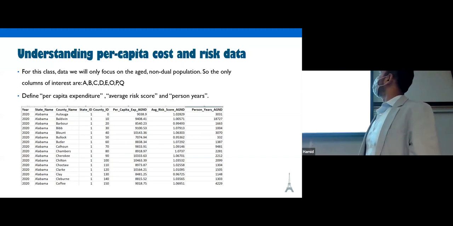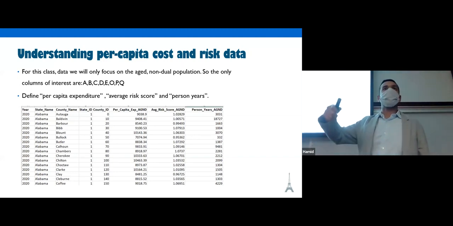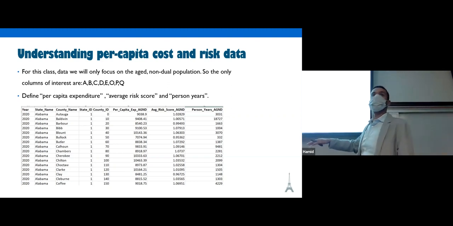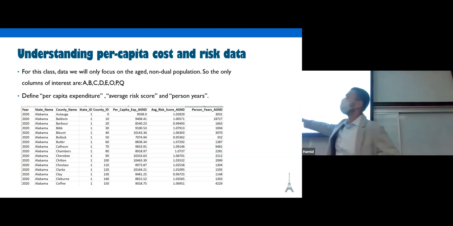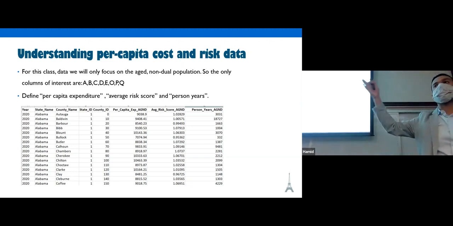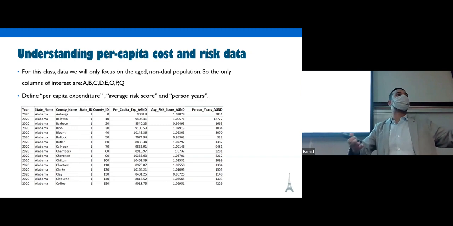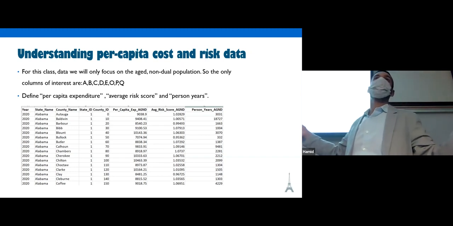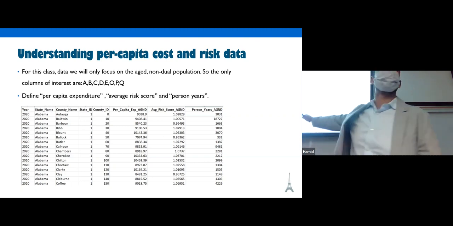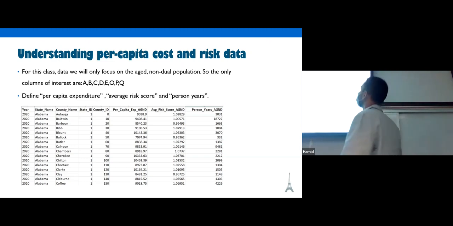All right. I want to spend maybe 30 seconds defining what these terms mean. You're really going to need to know this in order to be able to use this data set. Per capita expenditures is looking at your entire bucket of medical costs divided by the total number of people in your population. So basically, the average cost of medical services per person is what per capita expenditure means, all right?